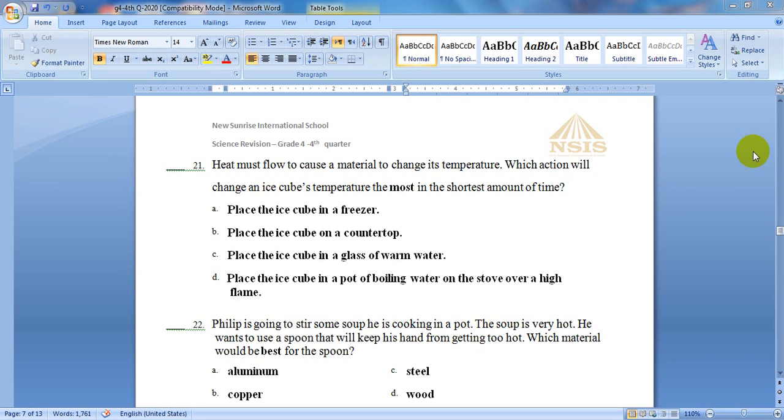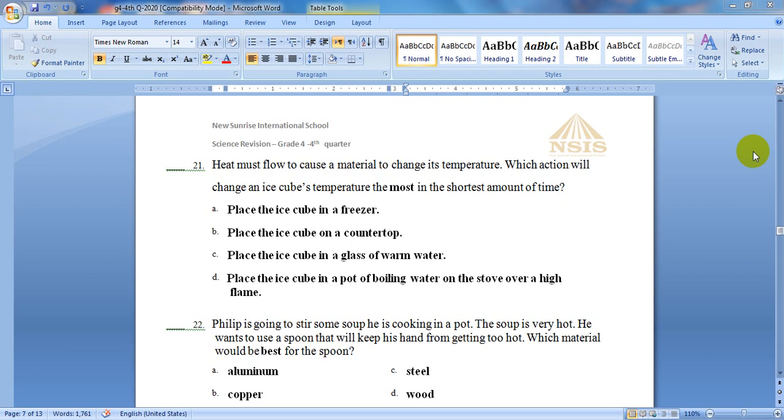Let's get started. Heat must flow to cause a material to change its temperature. Which action will change an ice cube's temperature the most in the shortest amount of time? Place the ice cube in a freezer. Place the ice cube on a countertop. Place the ice cube in a glass of warm water, or place the ice cube in a pot of boiling water on the stove over a high flame.